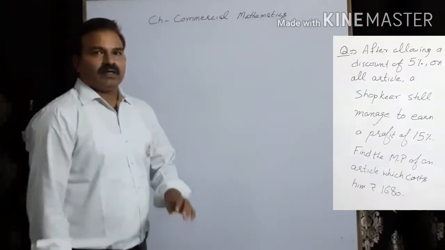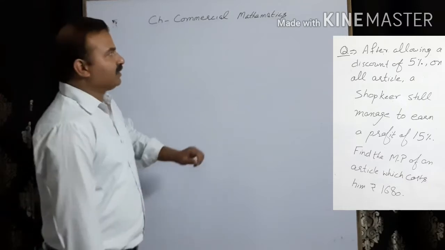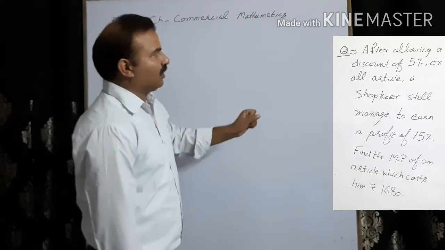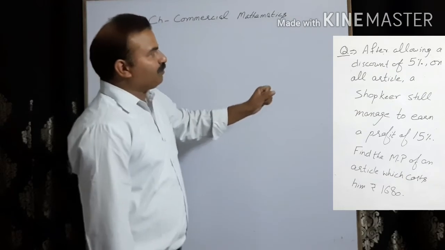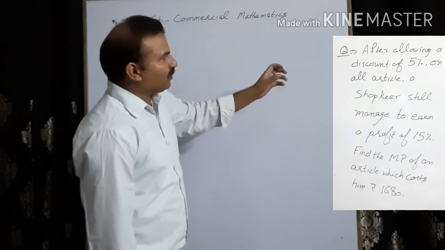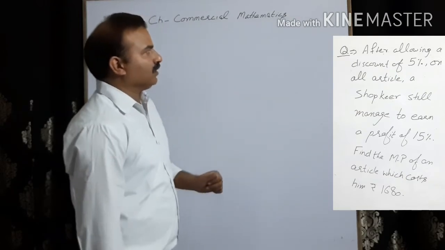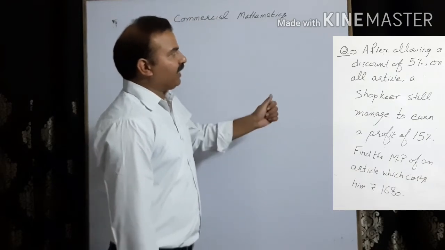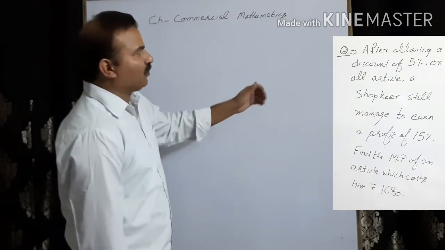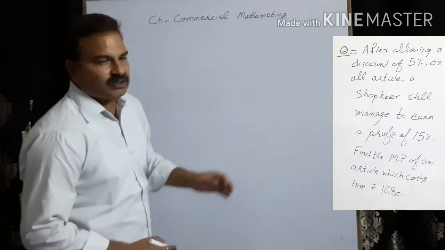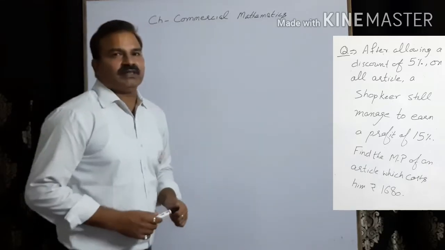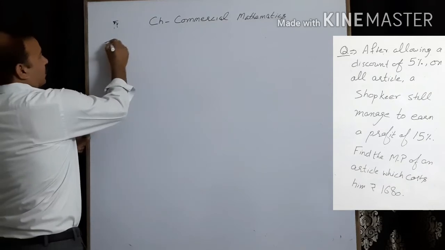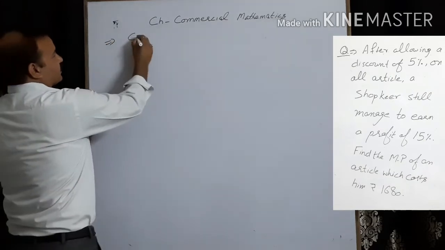7,315. The second example: after allowing a discount of 5% on all the articles, a shopkeeper is able to manage a profit of 15%. Now we have to find the mark price if the cost price of an article is given as rupees 1,680. The solution says, first of all, given is a cost price.